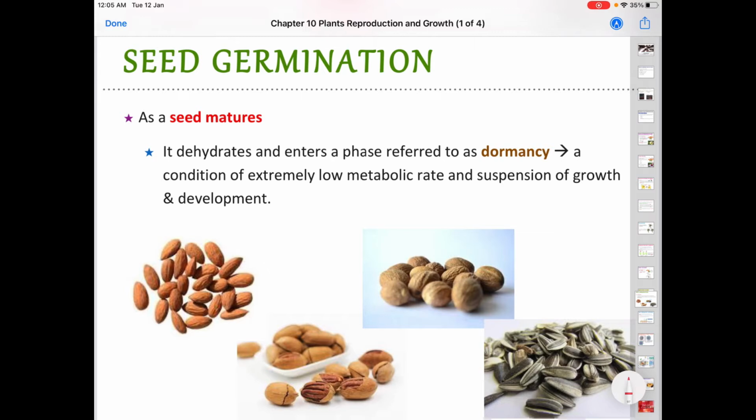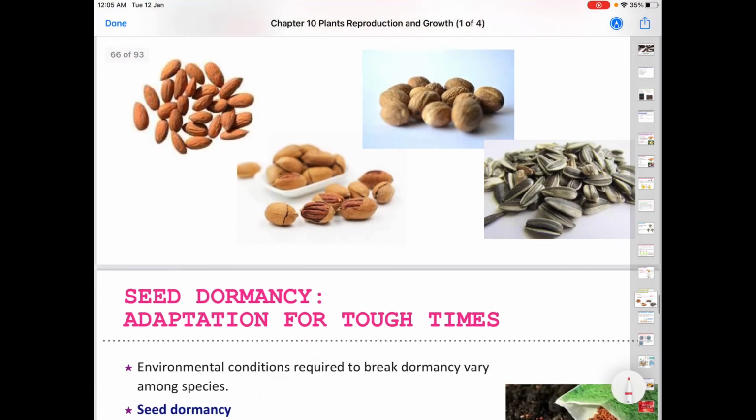Now we go into seed germination. As a seed matures, it dehydrates and enters a phase referred to as dormancy. Dormancy is like a resting stage of a seed. This happens when the condition is an extremely low metabolic rate and the suspension of growth and development. Suspension means there is no growth and no development happening for the seed. So we call the seed to be in the dormant stage.